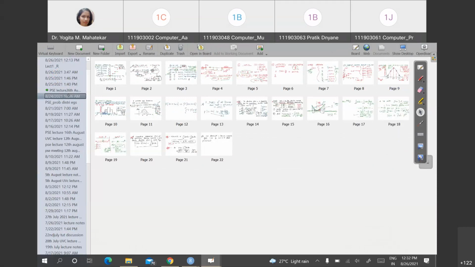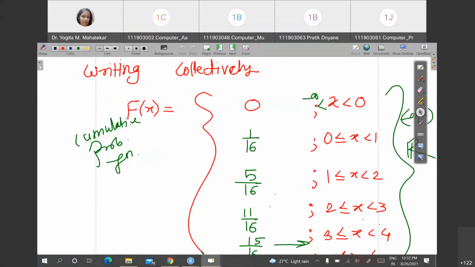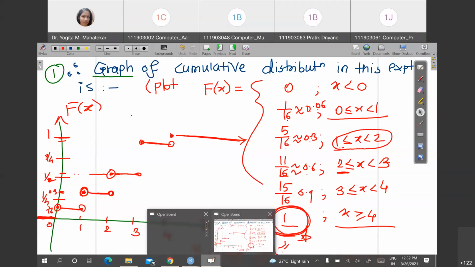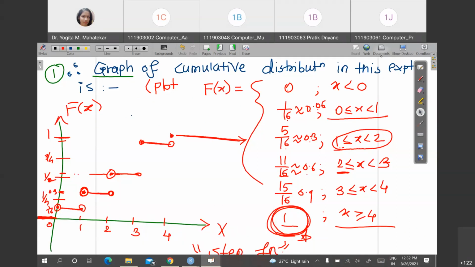When you define a cumulative frequency distribution, this is yesterday's slide. Here there is 1. The last number in the cumulative frequency distribution is always 1 because we go on adding probabilities. 0 to 1 by 6, then 0 plus 1 by 6 plus whatever is there at 1 and 2, that we add up, and that will sum up to 5 by 16, like that. Therefore it is called a cumulative distribution. At last your cumulative distribution ends at 1 for x greater than or equal to 4. This I showed you in the last lecture. So presently what I'm doing is the same thing.